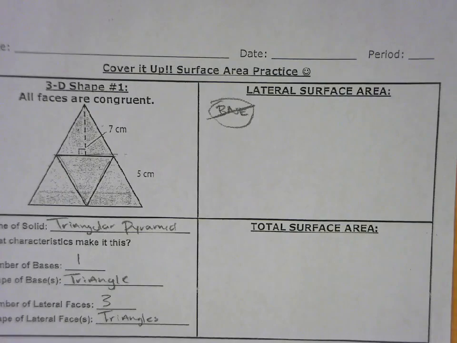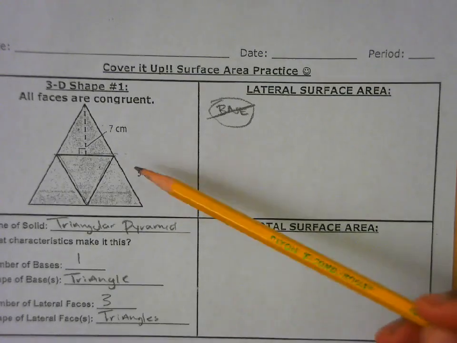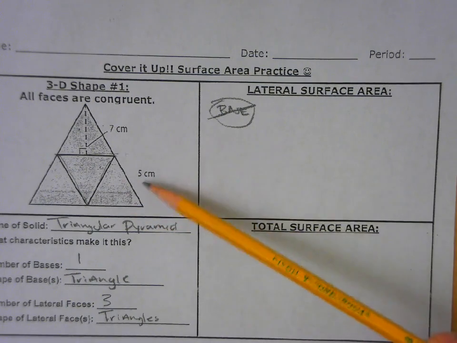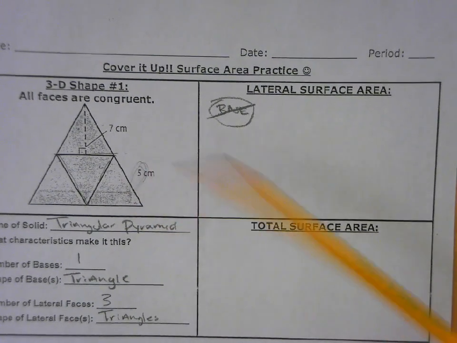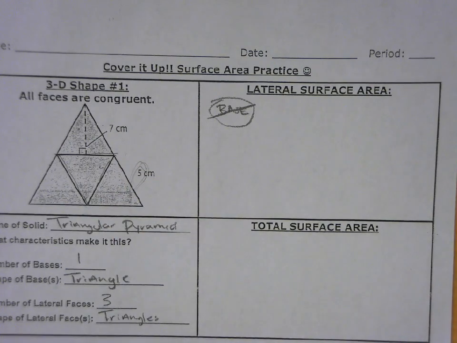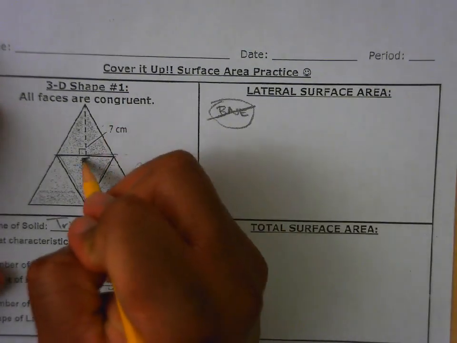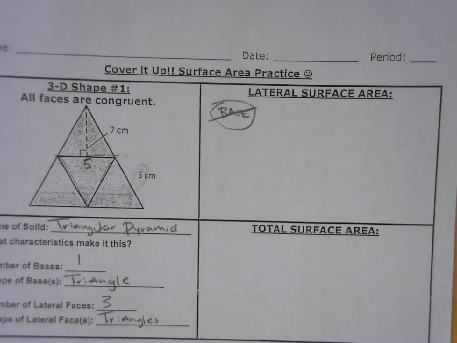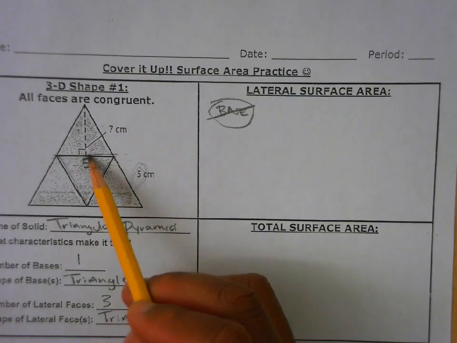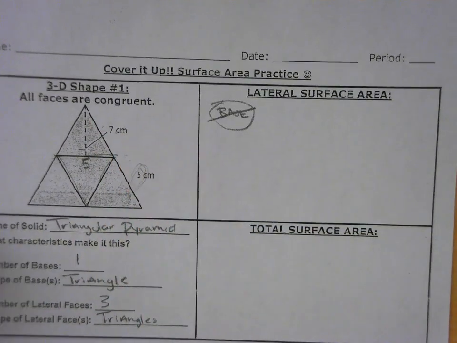So if I look at my triangle, I notice that this is an equilateral triangle. The way I know that is because they only give us the 5 here. That means that all three sides are 5. So this side right here is 5 as well. Okay, so the base of this triangle is 5, and then the height they tell us is 7.